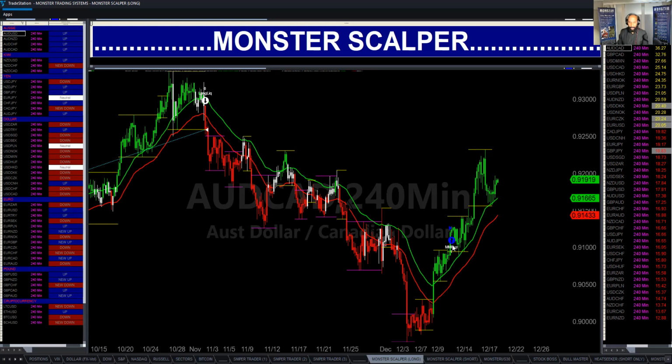Aussie CAD, that's a buy signal here, and that's building steam. This is a pretty good trade here. Buy signal here. It's in the markup phase, or advancing phase.